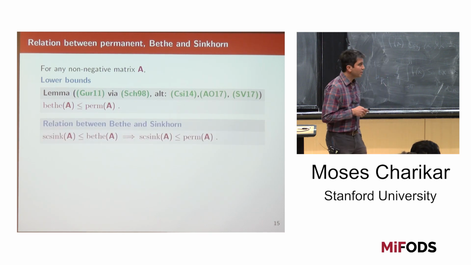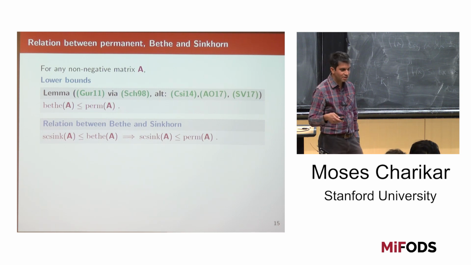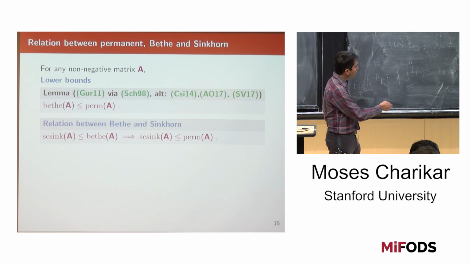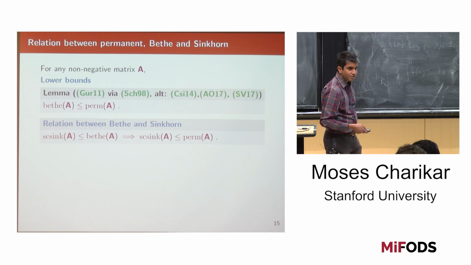There are also some simple relationships between Bethe and Sinkhorn. If we look at the scaled Sinkhorn version, the one where we translate Sinkhorn by some quantity, the scaled Sinkhorn is always less than or equal to the Bethe approximation, which means that the scaled Sinkhorn approximation is always less than or equal to the permanent.